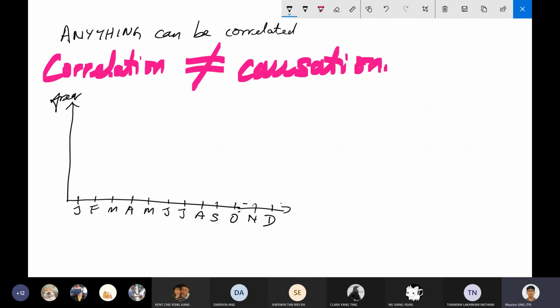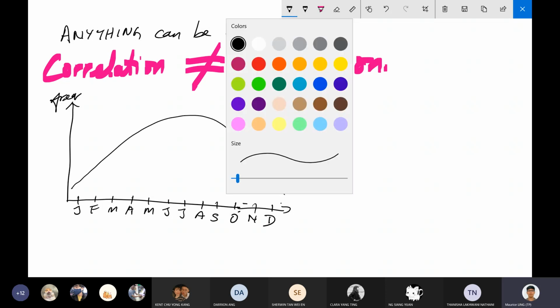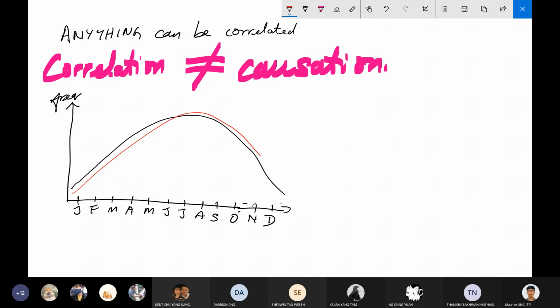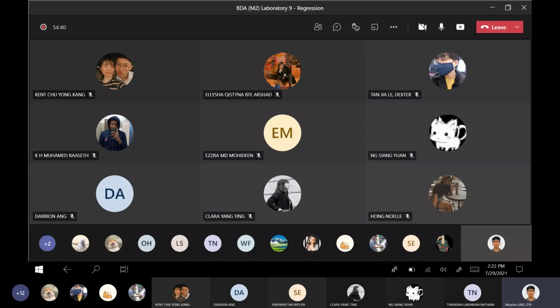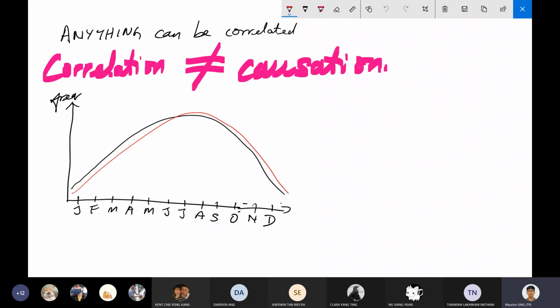We have two frequency axes, doesn't matter. So one line will go something like this. The other line may go something like this. Do you think that these two lines are correlated? The data points, do you think if you plot it out, they are correlated? One increases, the other increases, one decreases, the other decreases. Do you think they are correlated? Yep. So they are correlated. In fact, they are very highly correlated.